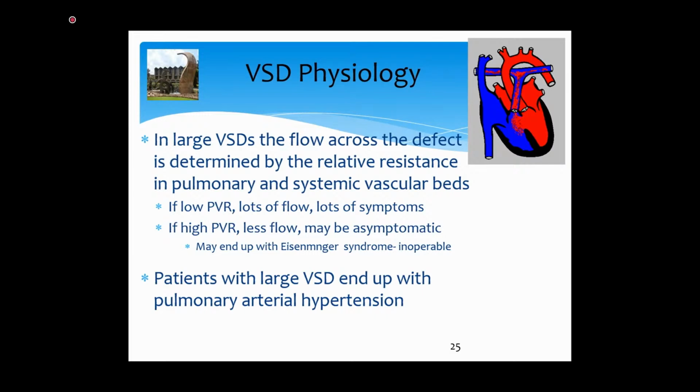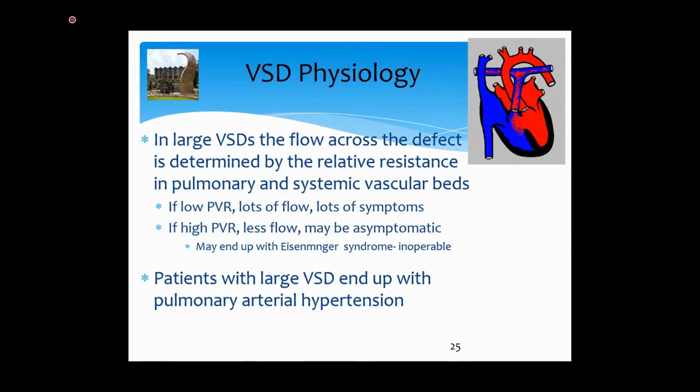So with VSDs, if they are large, the flow will be determined by how high the pulmonary pressures are and the systemic vascular resistance. If the pulmonary vascular resistance is low, then you have lots of blood flow and hence more symptomatology, especially respiratory. But if the pulmonary vascular resistance is high, then it limits blood flow to the lungs and children are less symptomatic. But they are actually clinically worse to us because their pulmonary pressures are high, and these are the ones who may end up with Eisenmenger syndrome and be inoperable.